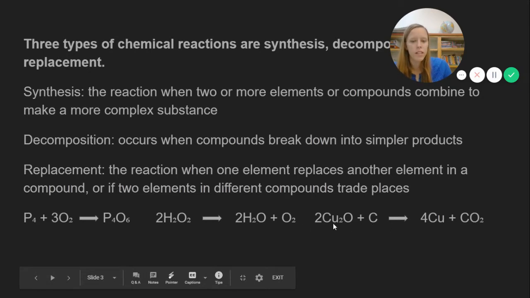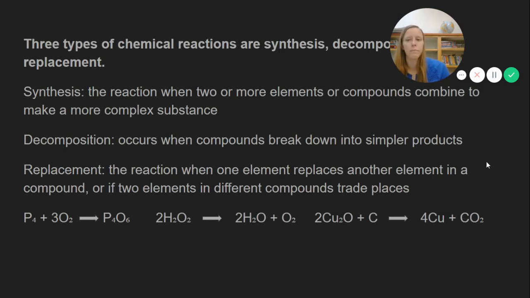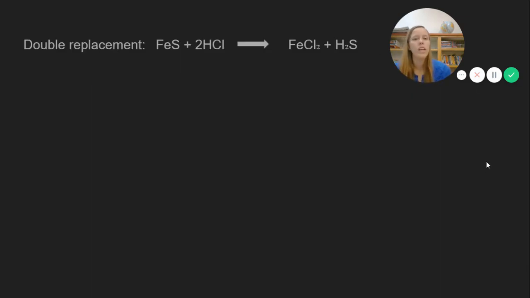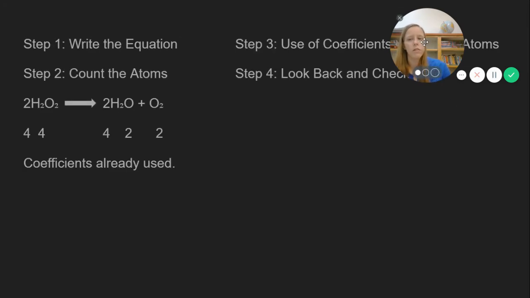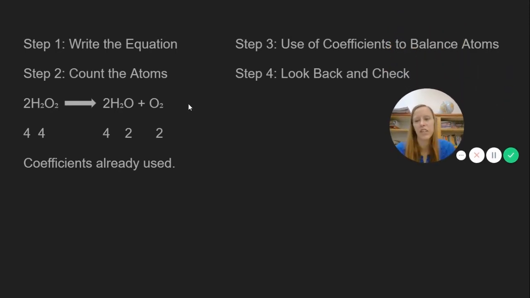replacement. So you can see the Cu and the O are together and the C is by itself. Now on the other side, the Cu is by itself and the CO are together. Okay. So you can do a double replacement. So here you see that the Fe and the S are together, the H and the Cl are together, and then the Fe and the Cl and the H and the S are together. So they just both flip, basically. Okay? So let's look again at more balancing of equations.